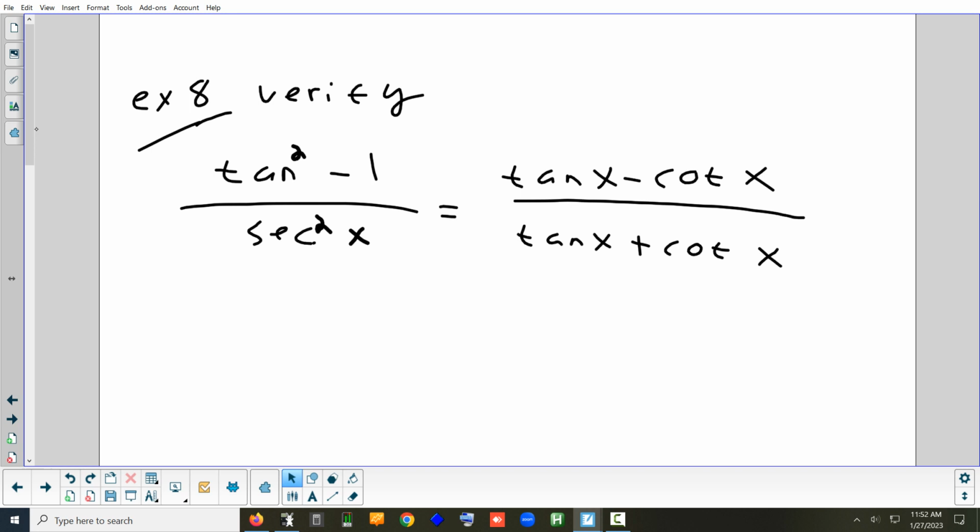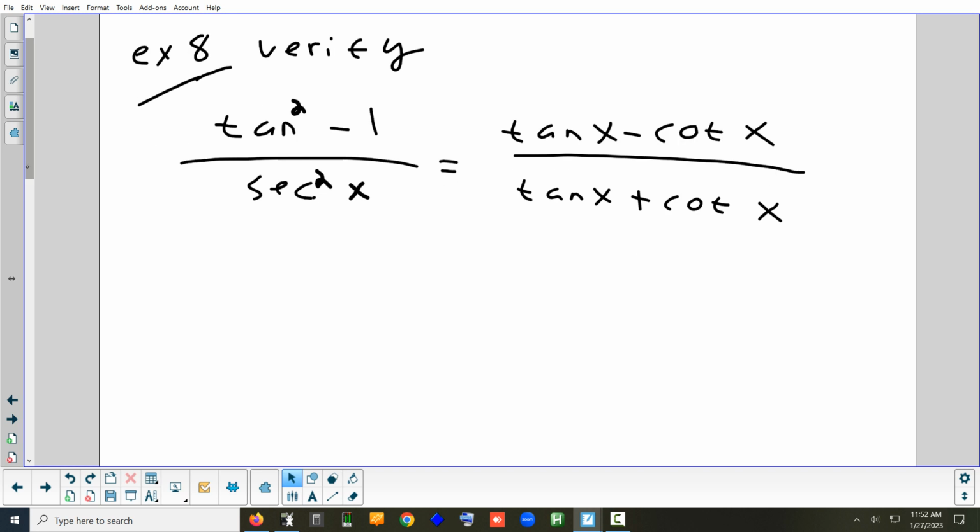I think I would work with the right hand side. I know it looks a little more complicated because it has 4 different terms versus the left side has 3. And when I see tangent squared minus 1, I'm hoping we could get an identity somewhere that comes up. I don't know. All right, let's try the right hand side and see what happens.